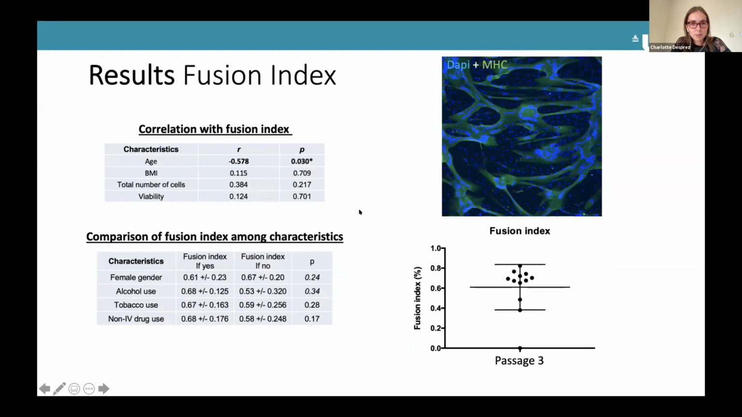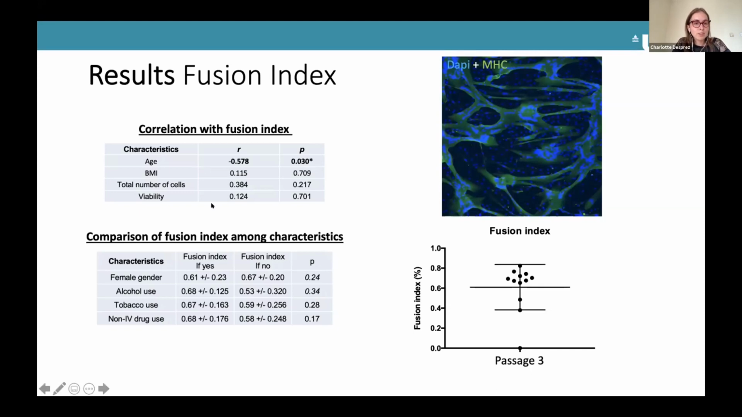So here are our results based on the immunofluorescence, as you can see here. We had a negative correlation between the fusion index and the age of our donors. So the older the donor, the lower the fusion index.